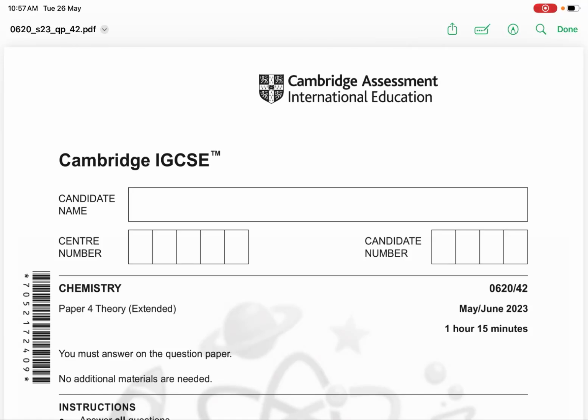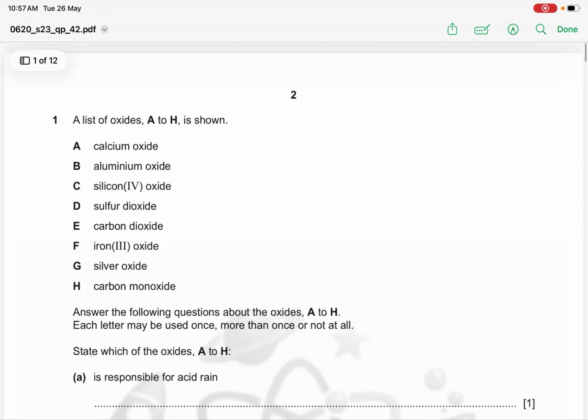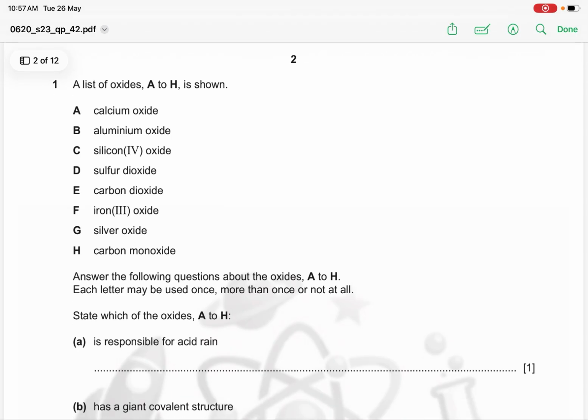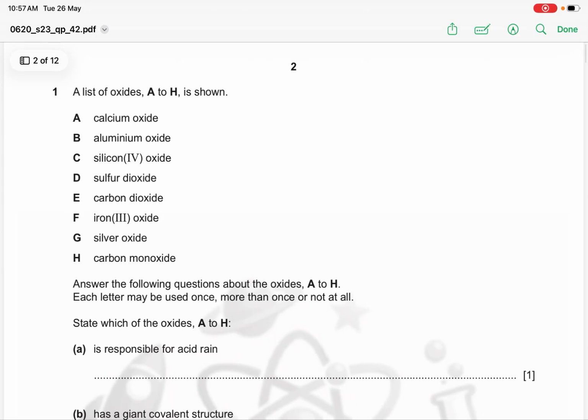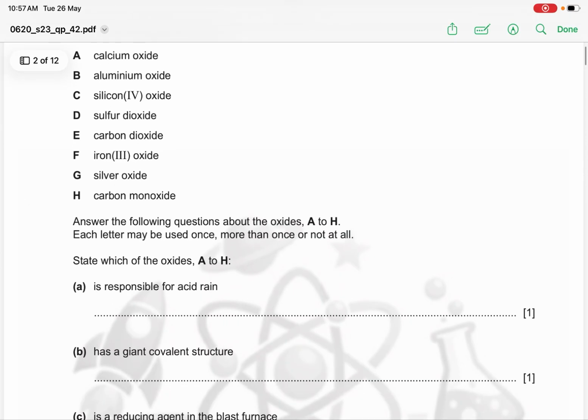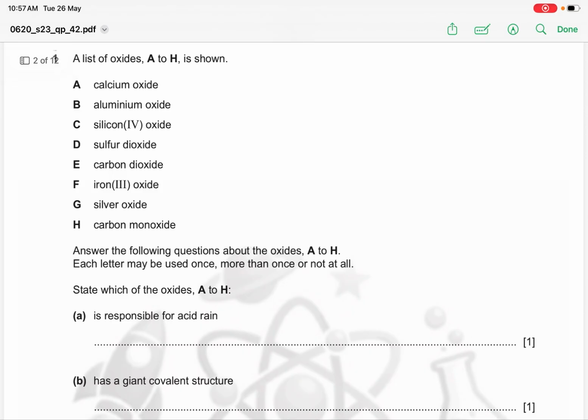Today we will solve May-June 2023 QP42, that is theory paper. Let's start with first question. A list of oxides A to H is shown. So here they have listed many oxides, basic and amphoteric, acidic, and they have asked us questions based on that. Answer the following questions about the oxides A to H. Each letter may be used once, more than once, or not at all.